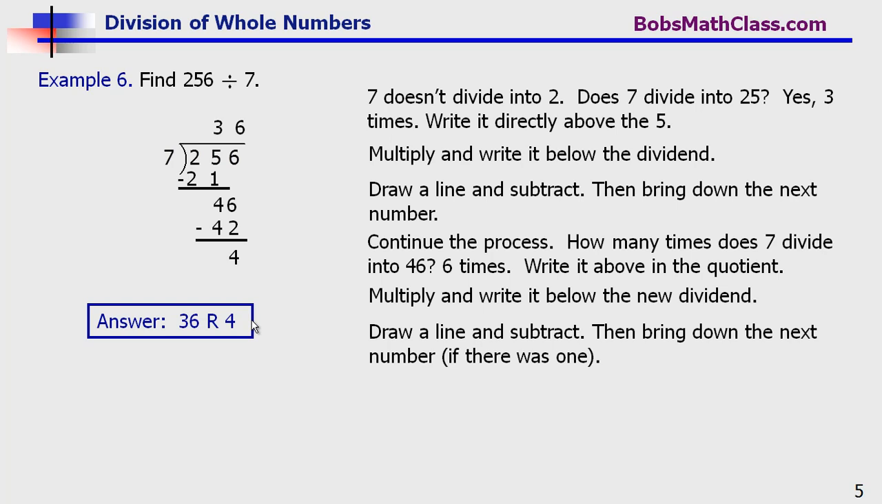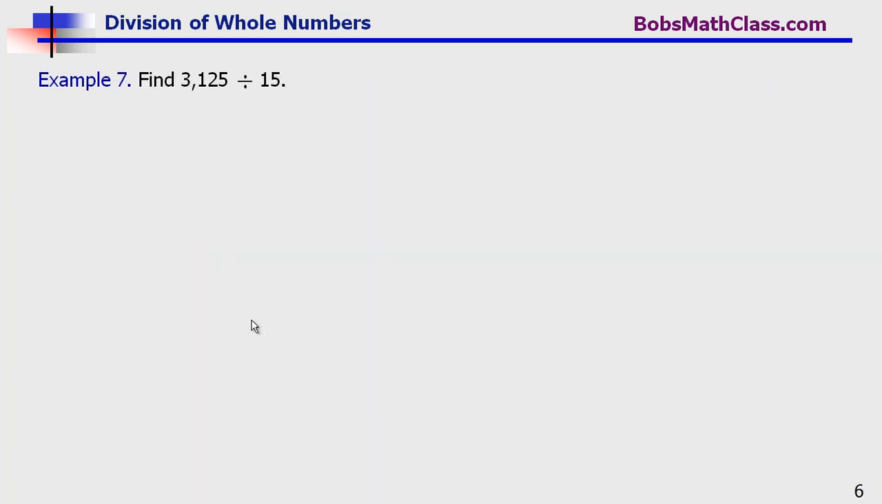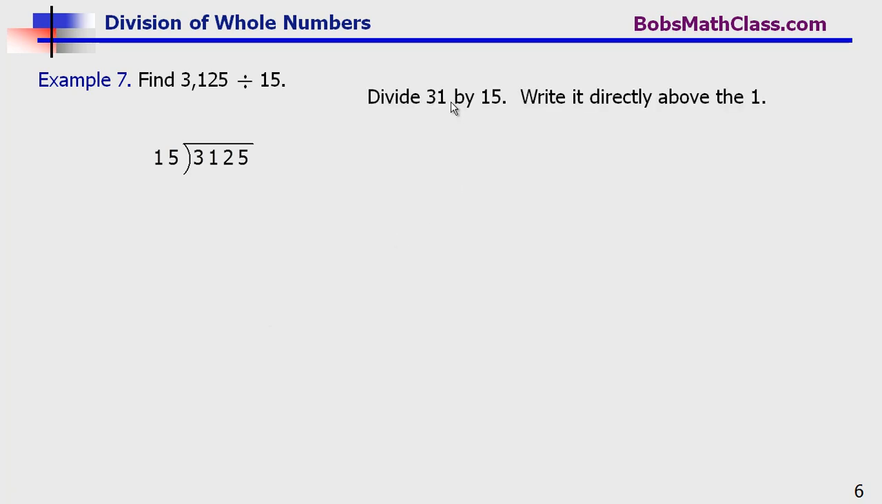Okay, let's do another problem. 3125 divided by 15. That's a good one, right? Divide 31 by 15. So 15 doesn't go into 3. 15 goes into 31. We want to write it above this 1 because we're dividing it into 31. If 15 went into 3, we would write it directly above this 3. The place value where you put this first number is very important. We don't want to put it above the 2 or the 5. It has to go directly above the 1.